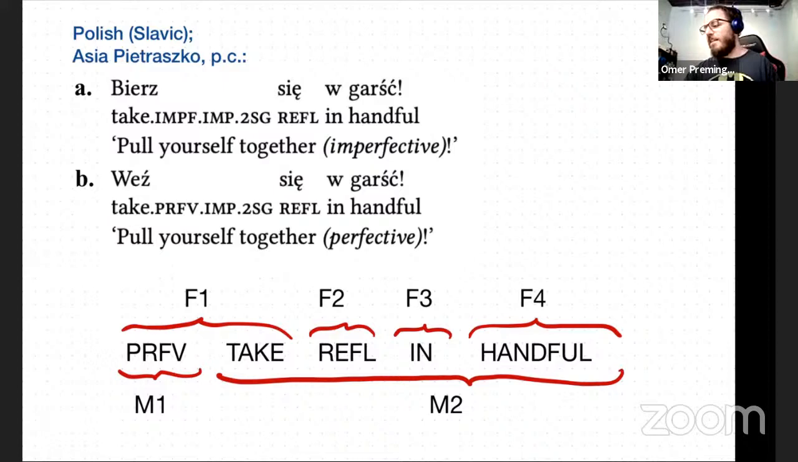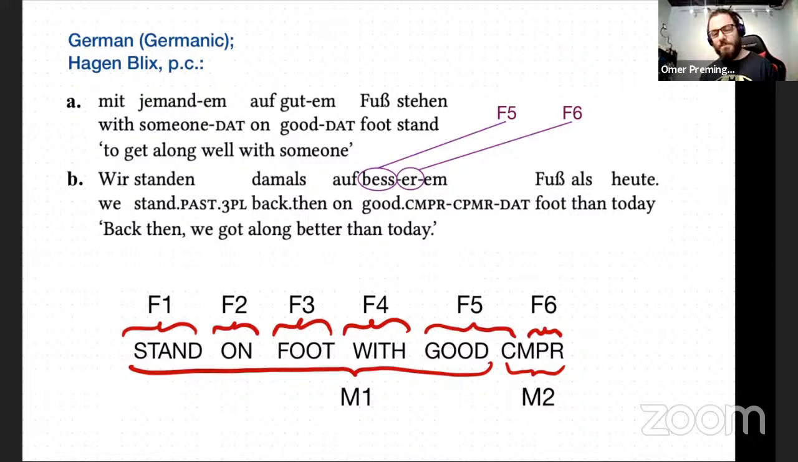So let's look at an example that's a little farther away in terms of its structure. So German has an idiom that is literally to stand on a good foot with someone, but the idiomatic meaning is to get along with them or to interact well or amicably. And you may or may not be surprised to learn that the idiom can be used in the comparative, by which I mean you can say, if you want to say we got along better in the past than we do today, you can say we stood back then on a better foot than today.